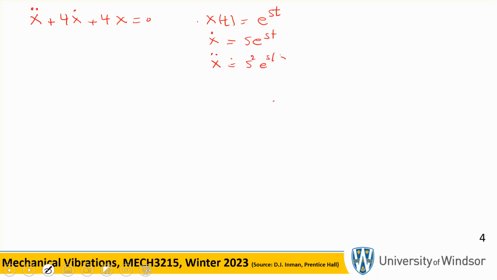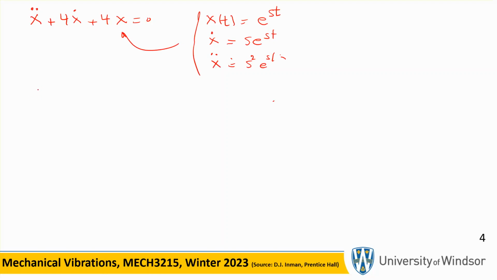The second problem looks very similar with the exception of the coefficients. So we have x double dot plus 4x dot plus 4x equal to 0. And once again, you make a guessing solution of the form x of t equal to e to the st. So x dot is s e to the st. X double dot is s squared e to the st. You take these things and dump it in here, and you factor e to the st.